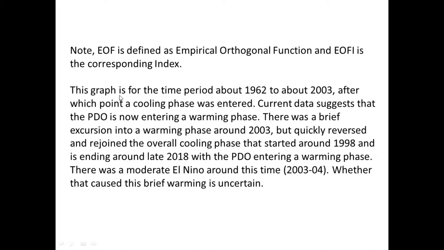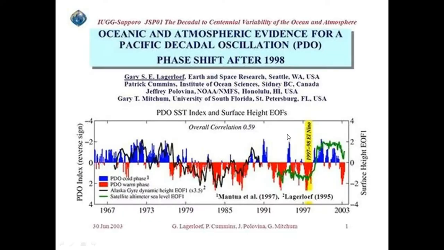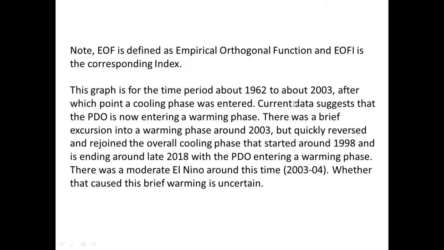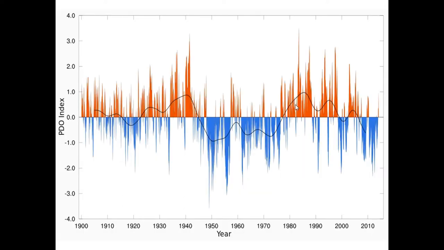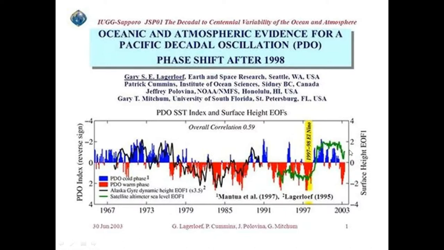This graph is for the time period of 1962 to 2003, after which a cooling phase was entered. Current data suggests that the PDO is now entering a warming phase. Okay. Let's say to about 2003, there was a brief excursion to a warming phase around 2003. Oops, went the wrong way. Which is this, okay?